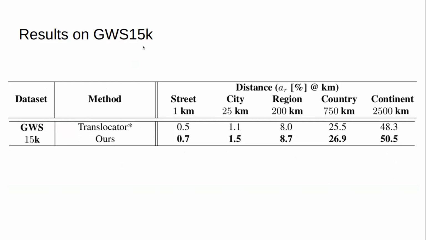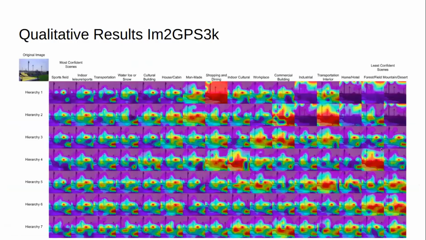For our Google World Streets dataset, we showed results on TransLocator, which only got 0.5% accuracy on 1 kilometer, where our model got 0.7% accuracy. We can see that this dataset is a lot harder than pre-existing datasets, which I think is due to the distribution and making sure that all of our images were real-world images.